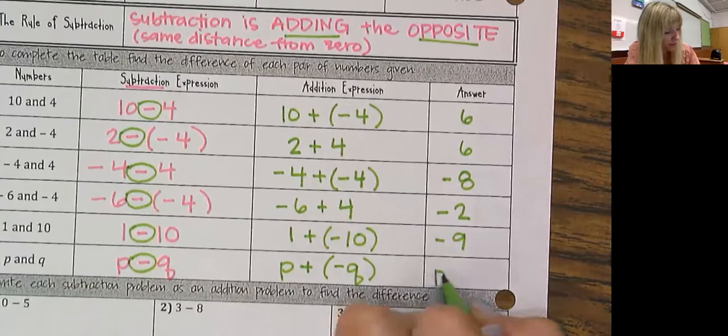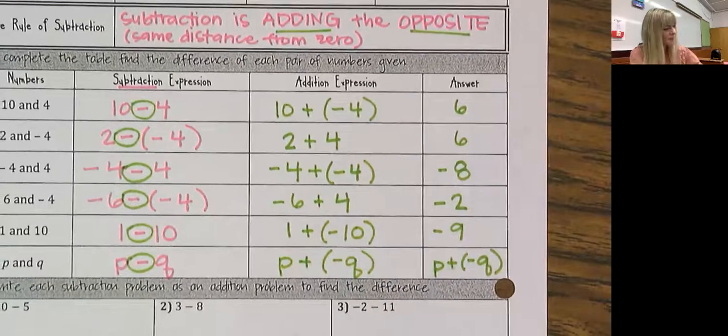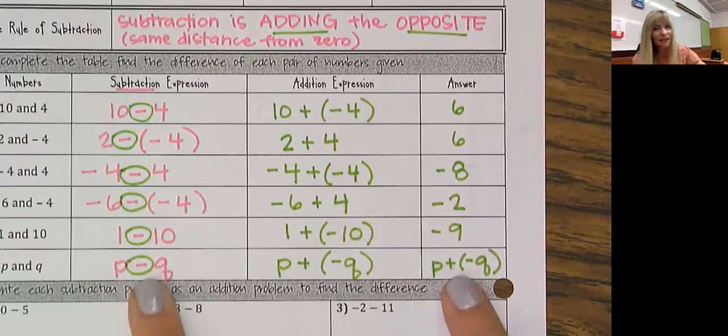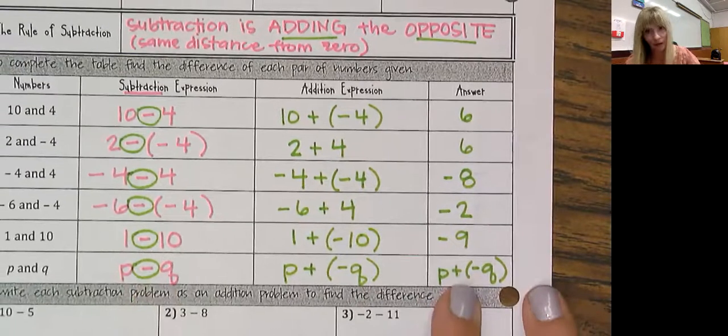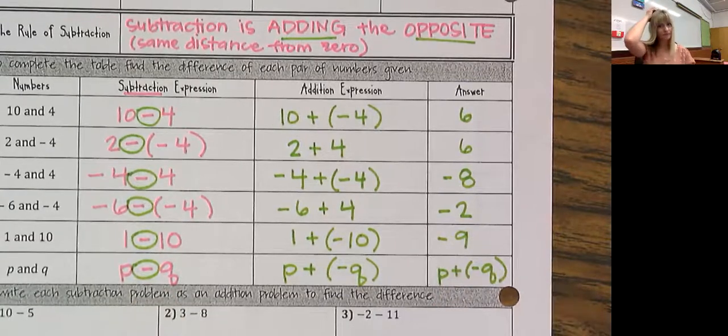So I'm just going to write the same thing here. I would have to know what P and Q are to solve that, right? But the main idea is this pink expression here, P minus Q. Subtraction has always been adding the opposite. Change the action to addition and then add the opposite.